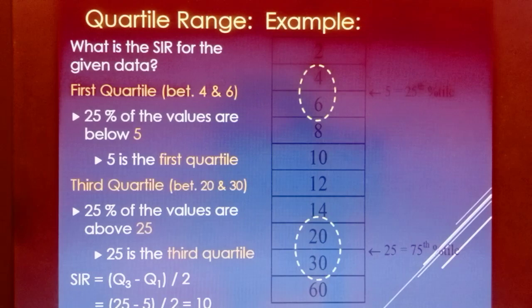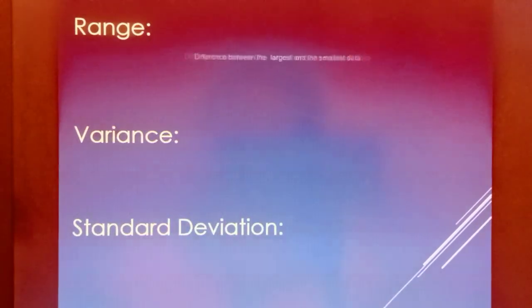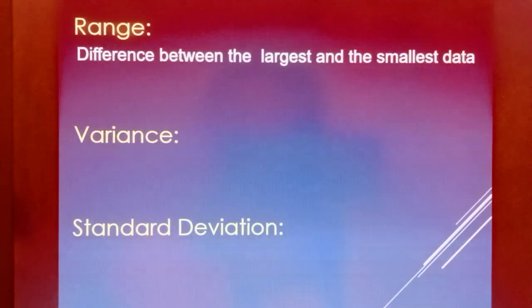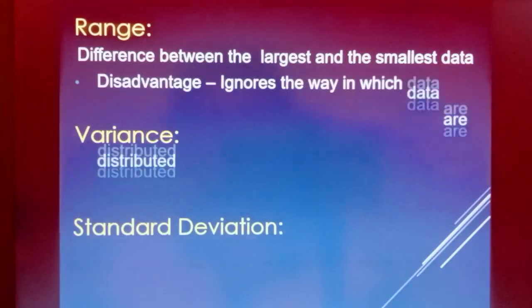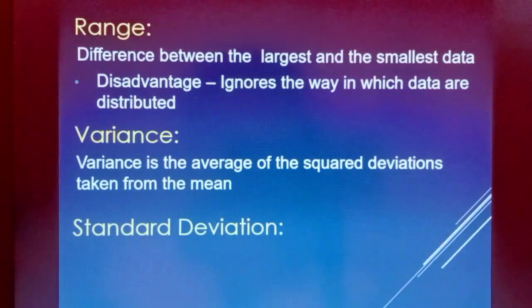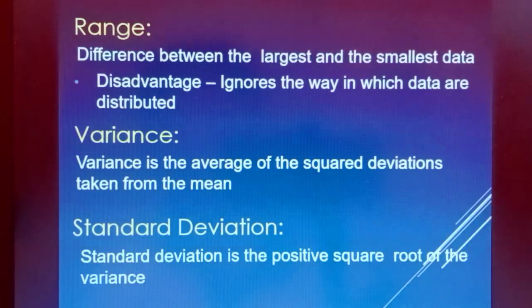So, may konting difference. So, range. Range is the difference between the largest and the smallest data. So, variance is the average of the squared deviation taken from the mean. Standard deviation is the positive square root of the variance.